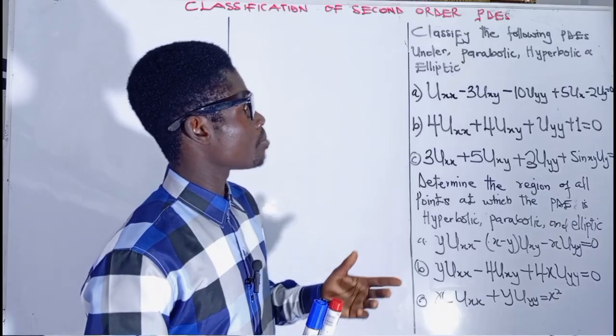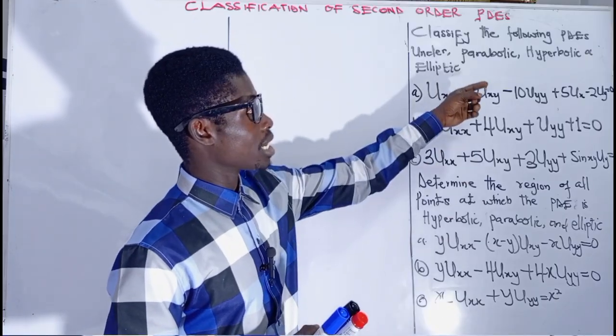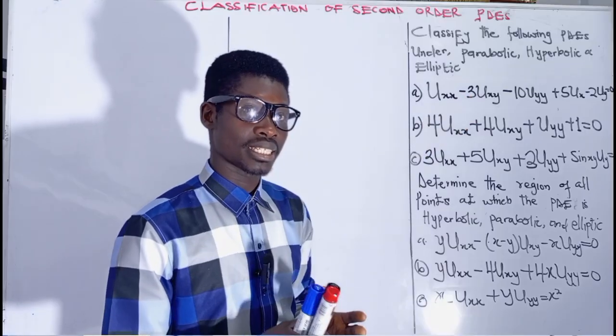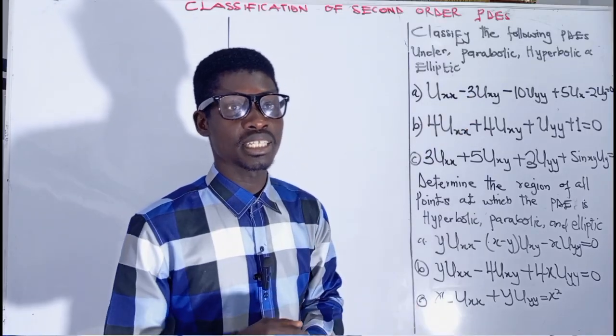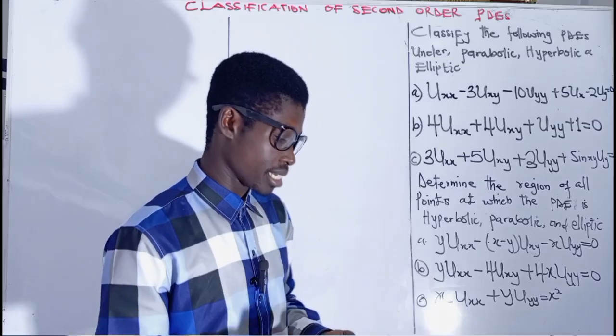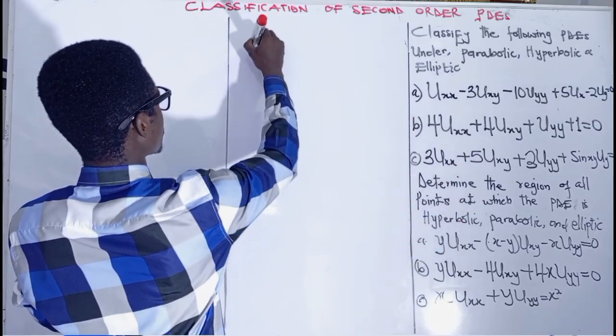Now, second order partial differential equations can be classified as parabolic, hyperbolic, and elliptic, depending on the value of the discriminant. Depending on the value of what? The discriminant. So we are talking about the discriminant.